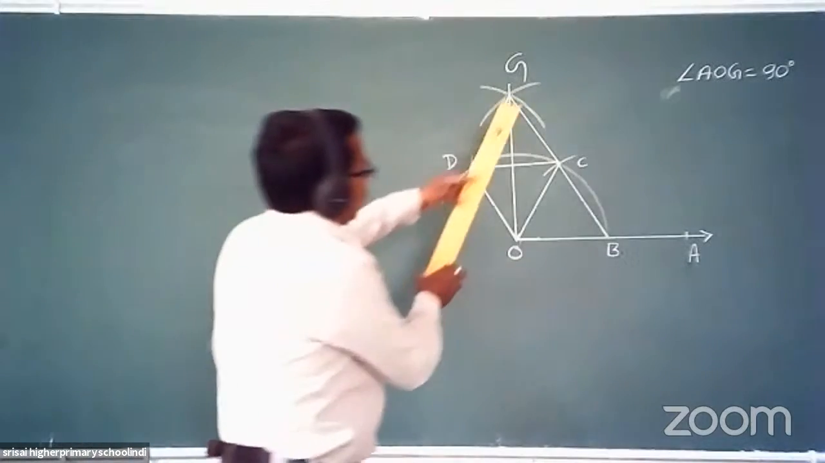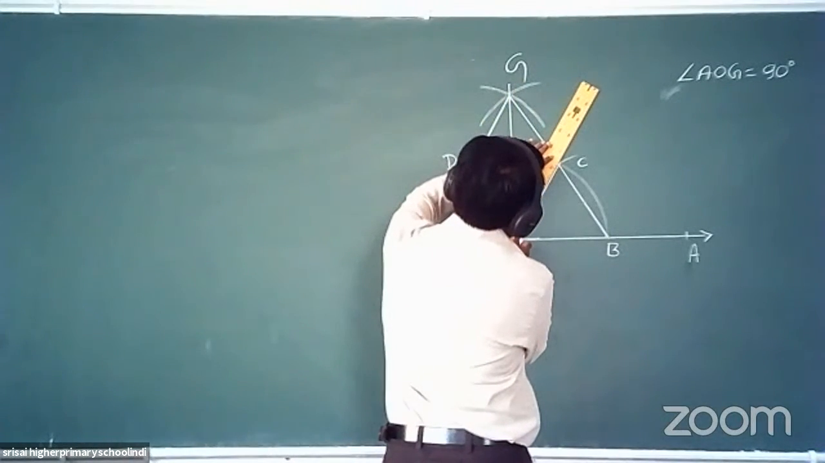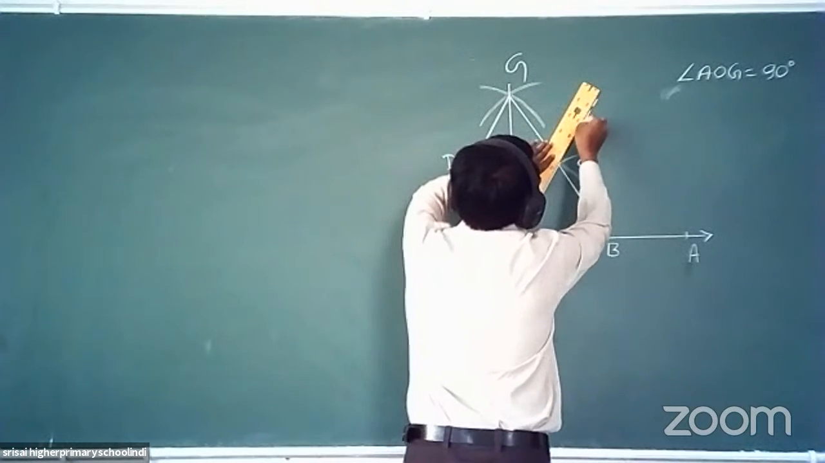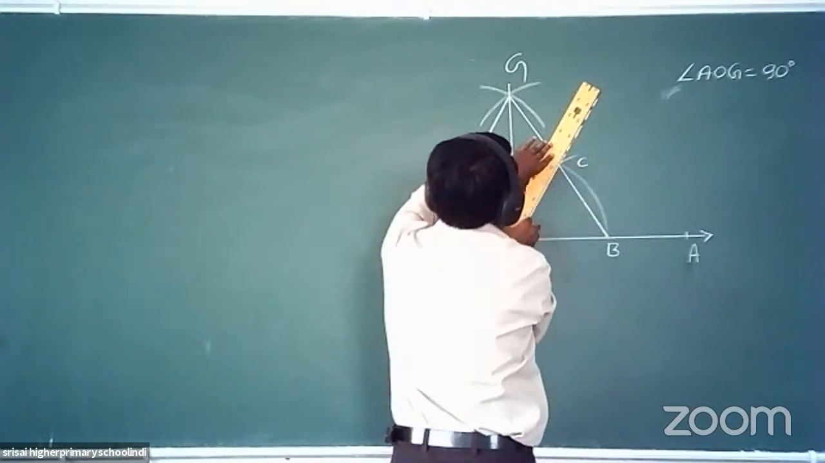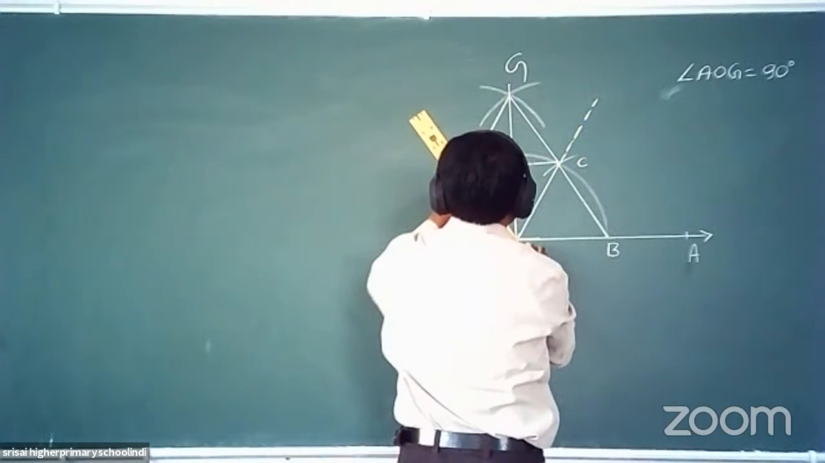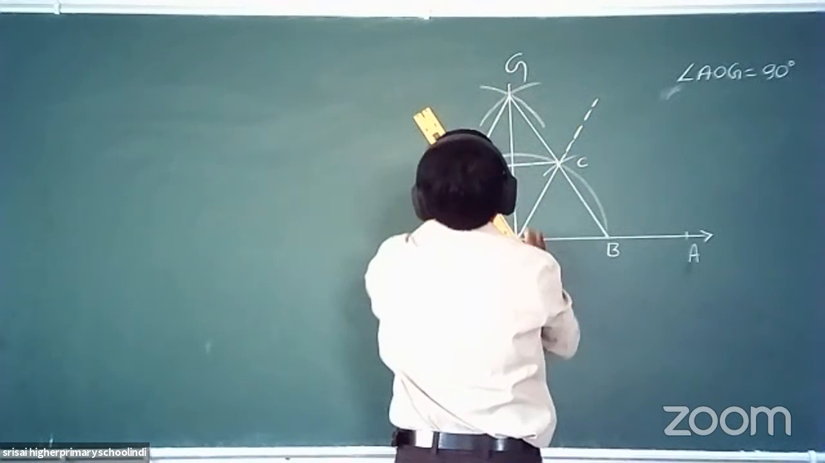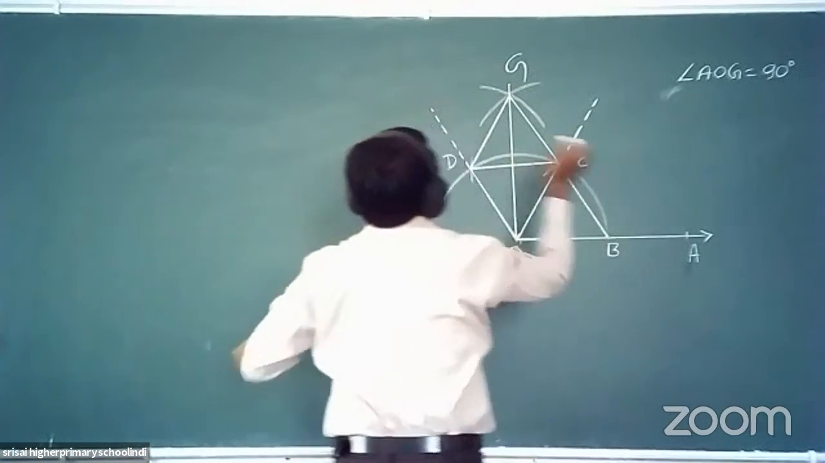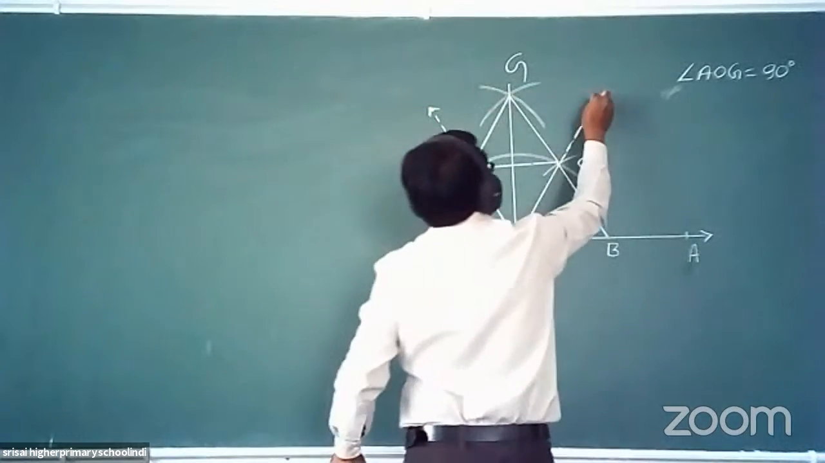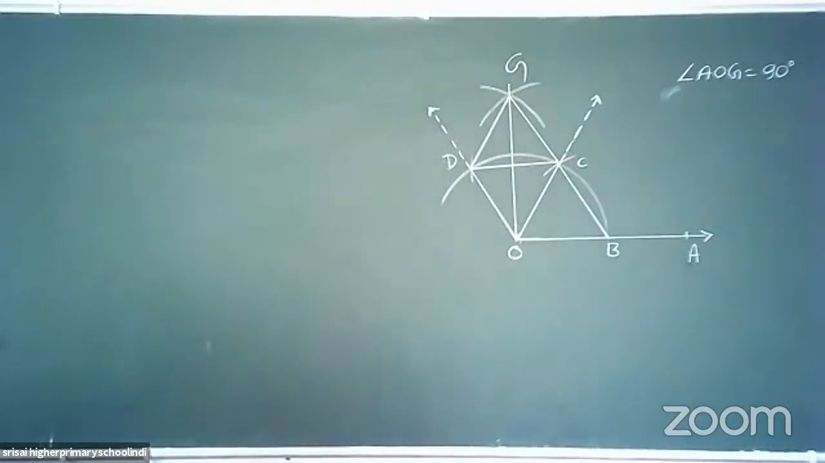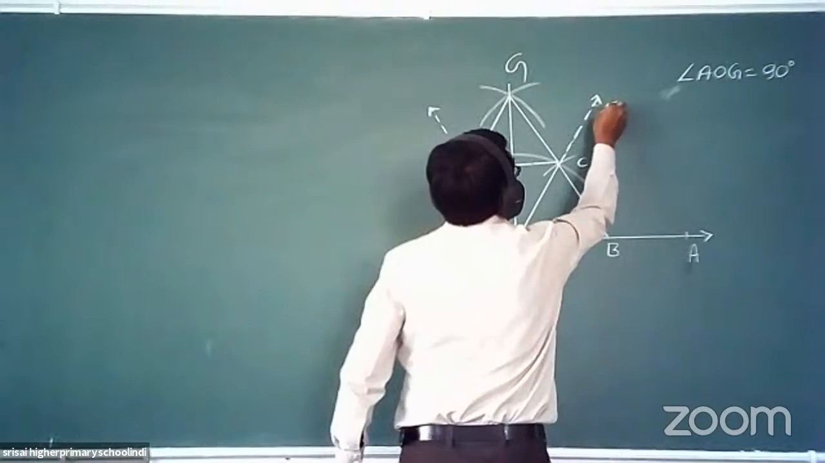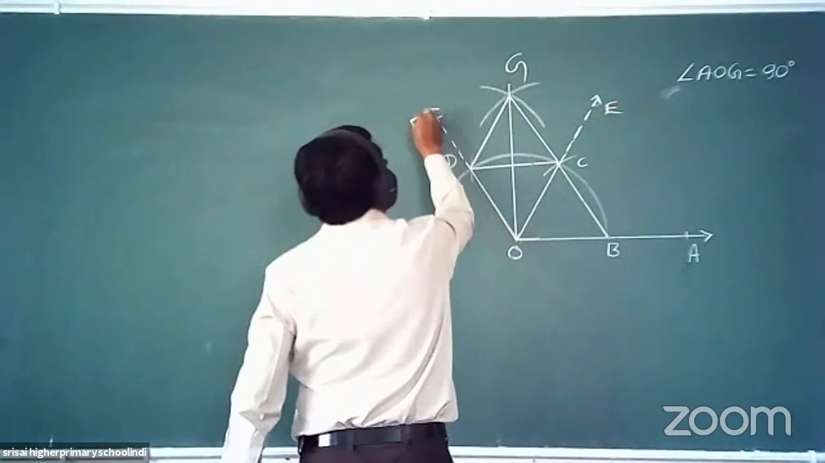Here we extend this line, extra line. This also we shall extend. So necessary. EF, this is E, this is F.